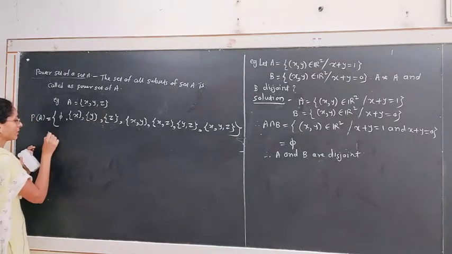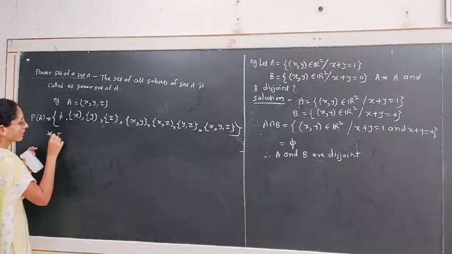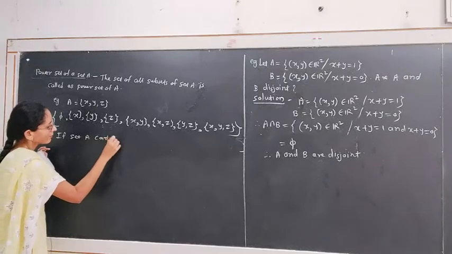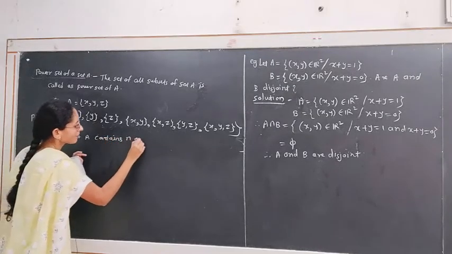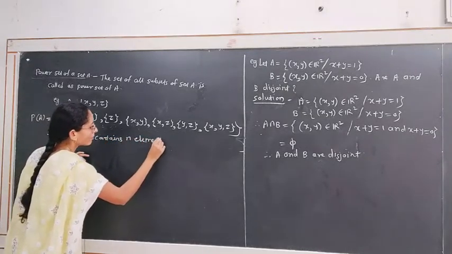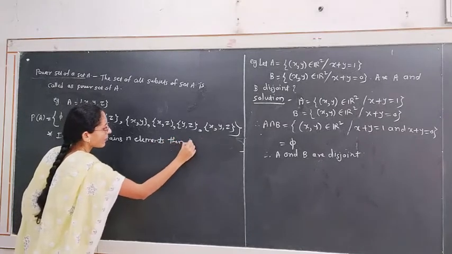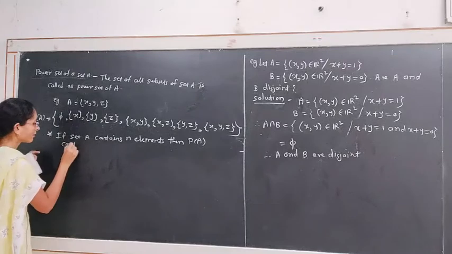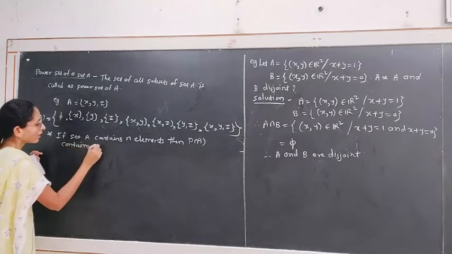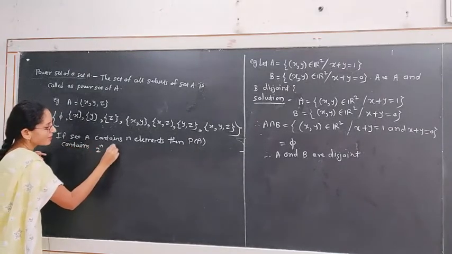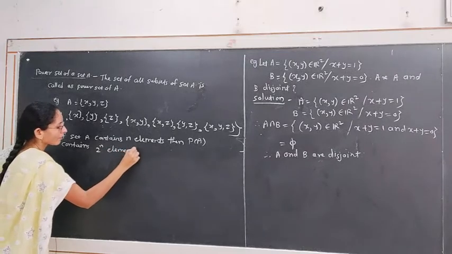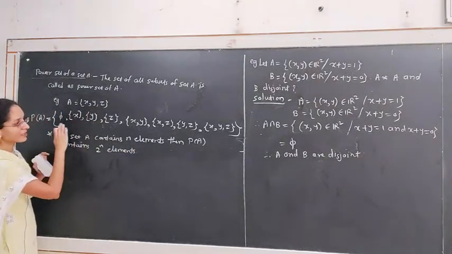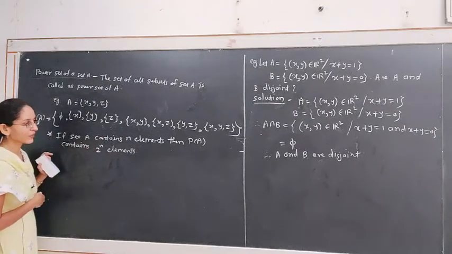We have the result: if set A contains n elements, then the power set of A, P of A, contains 2 raised to n elements. As here A contains 3 elements, its power set consists of 2 raised to 3, which is 8 elements.